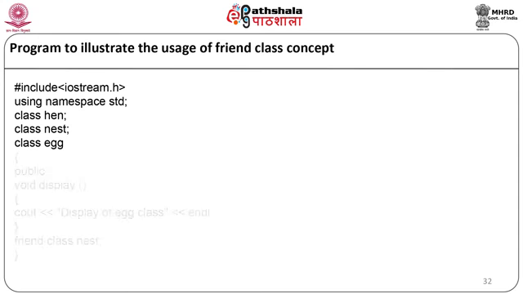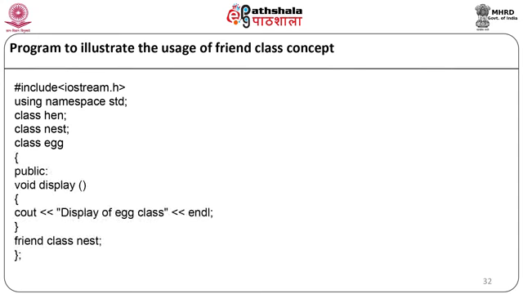class egg. Here we are going to have in a public section one function display, void display. In that we are going to display the message cout, display of egg class, endl. Our display function will end. Now we are going to have a friend class nest, which is included inside the class egg, and our class will end.